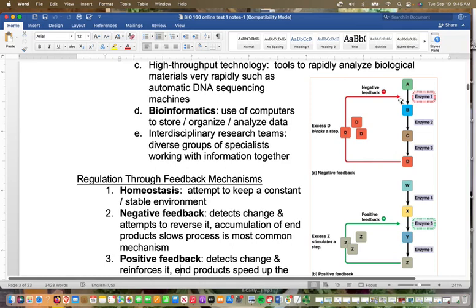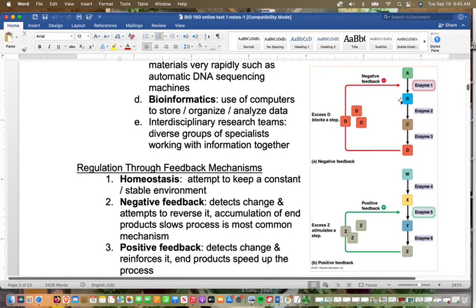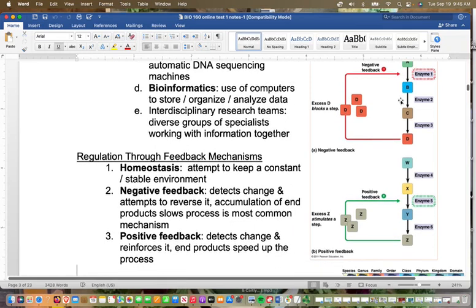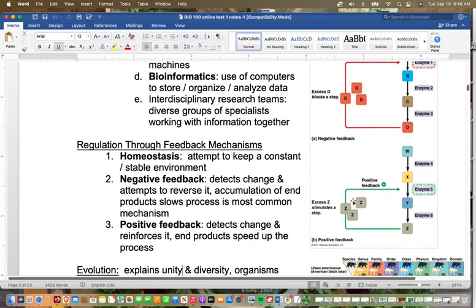Positive feedback is less common, but with that, it will detect a change and it's going to reinforce it. So those end products will speed things up. So here, where you're going from W to X, X to Y, Y to Z, as Z starts to build up, it's going to stimulate even more production of Z in that process.